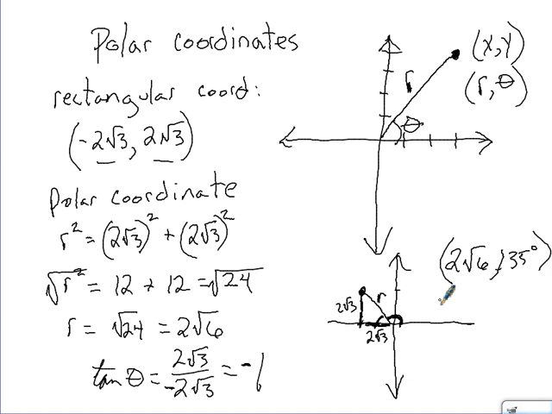Or if we were doing it in radians, it would be 3 pi over 4 radians. So our polar coordinate is 2 square root 6, 3 pi over 4, and that corresponds to the coordinate -2 square root of 3, 2 square root of 3.